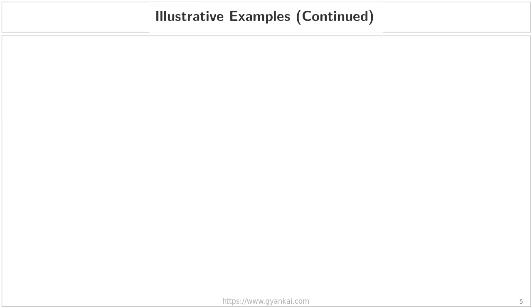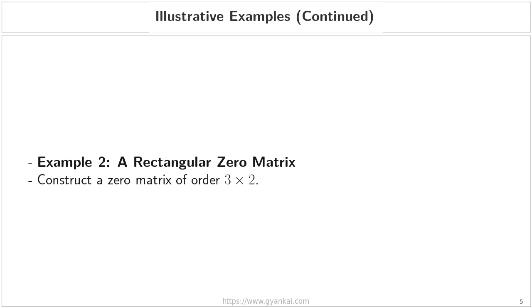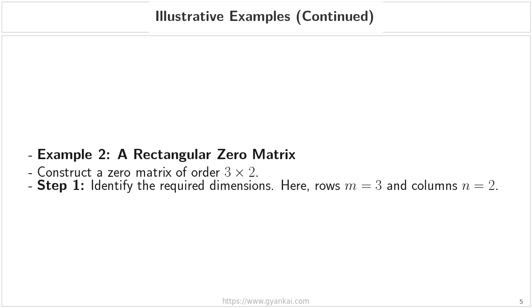Illustrative examples continued. Now that we have seen how to construct a square zero matrix in the previous example, let us move on to a different scenario. In example 2, we will look at a rectangular zero matrix. Specifically, we are going to construct a zero matrix of order 3 by 2. To do this, we follow a simple 3-step process.